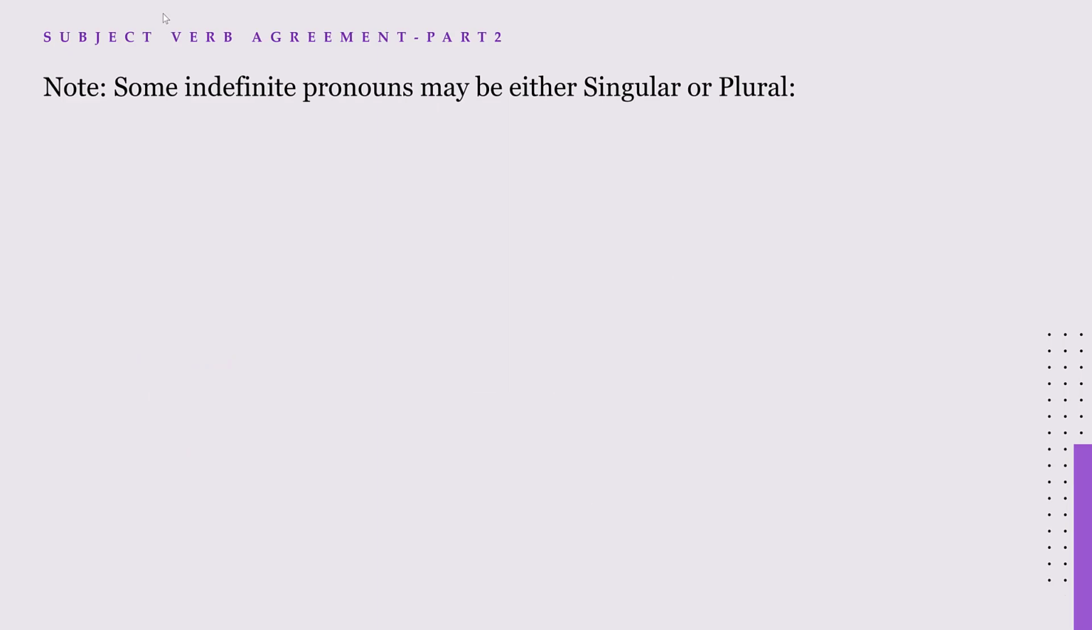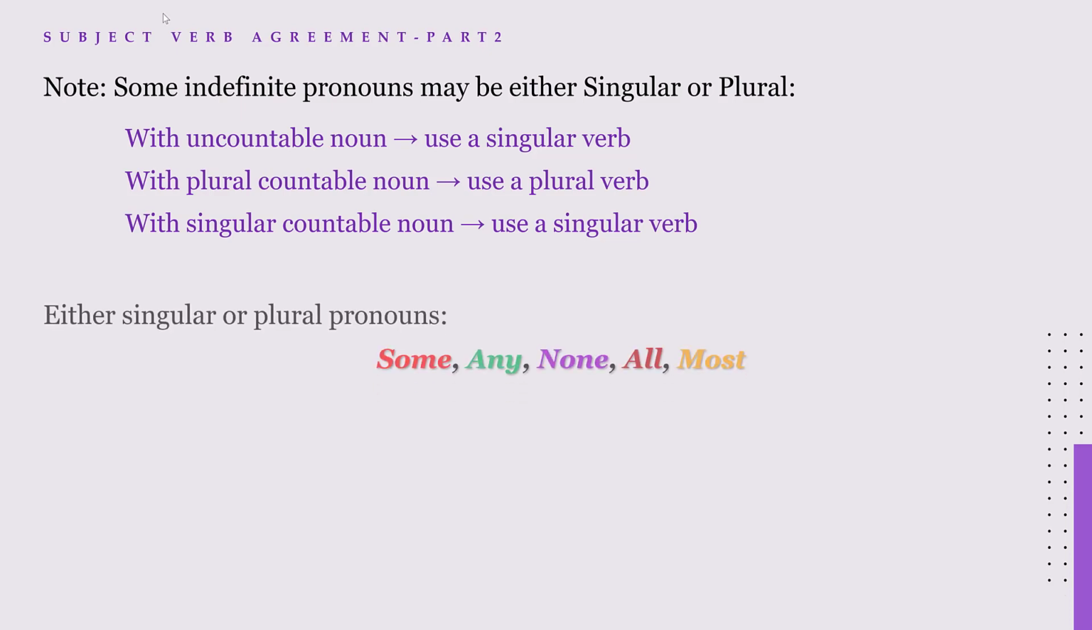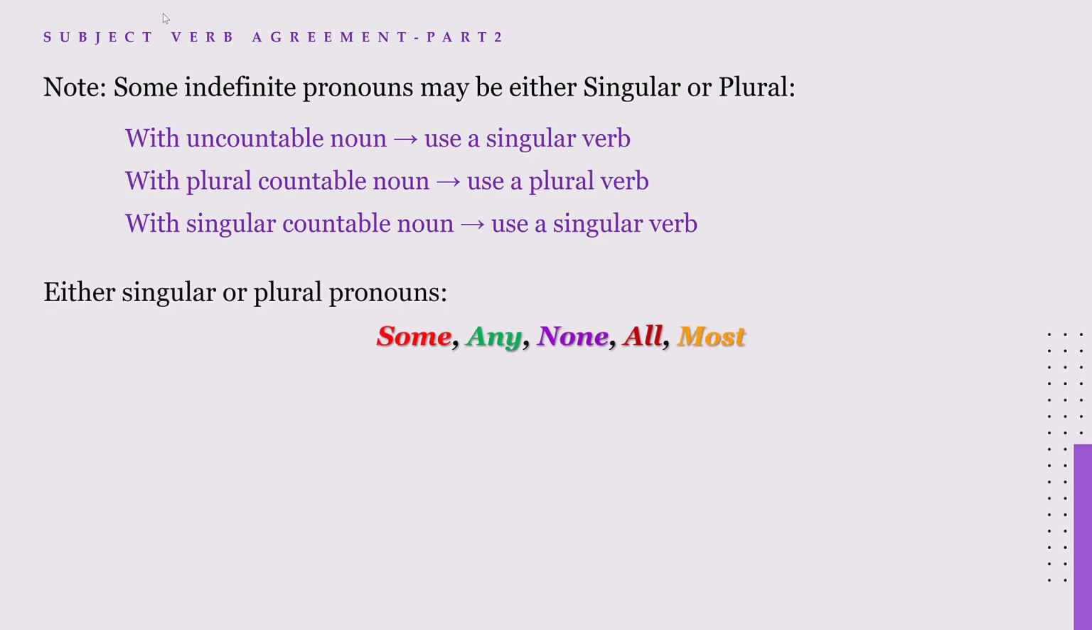It's important to know that some indefinite pronouns can be used in both singular and plural forms depending on whether they are referring to countable or uncountable nouns. With an uncountable noun, we use the singular verb. With a plural countable noun, we use the plural verb. With a singular countable noun, we use the singular verb. These are a bunch of pronouns that are either singular or plural.